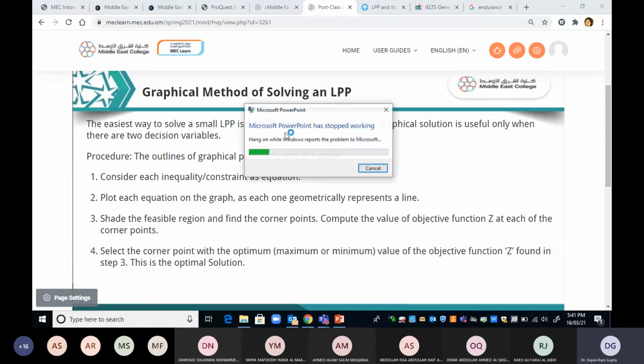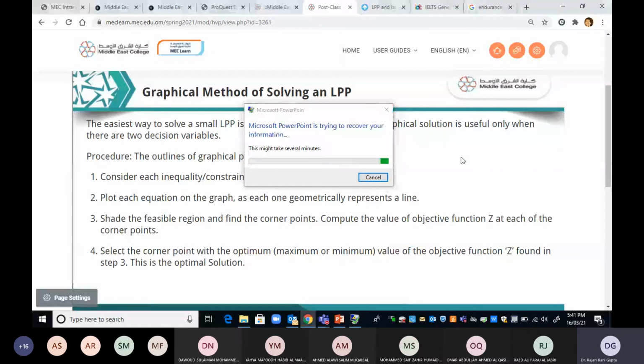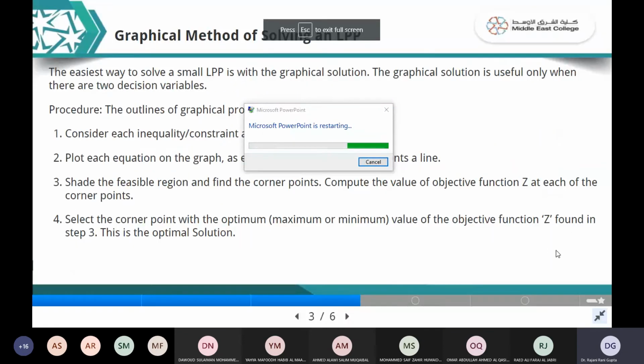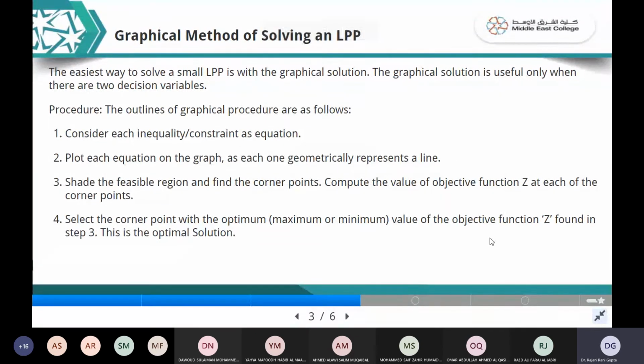What are the steps to follow to find the solution by the graphical method is mentioned here. What you have to do is plot each constraint as an equation in a graph, because an equation in a graph represents a line. Then you have to find the feasible region and the corner points, and then compute the objective function. Okay, now I know that you need a quick revision to understand how to draw a line.